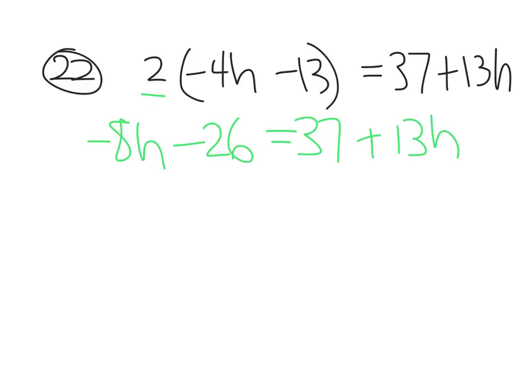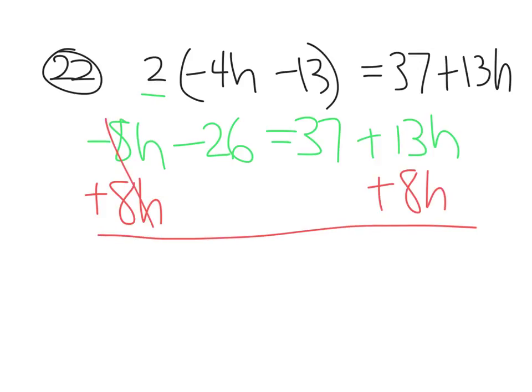So now I'm going to go ahead and get the variables so they're on the same side. I don't like working with negative numbers if I don't have to, so I'm going to move this one over by adding 8h, because then this will cancel out. But I've got to add 8h to this side then too. Then what I'm left with is negative 26 is equal to 37 plus 21h. Now it's just a two-step equation.